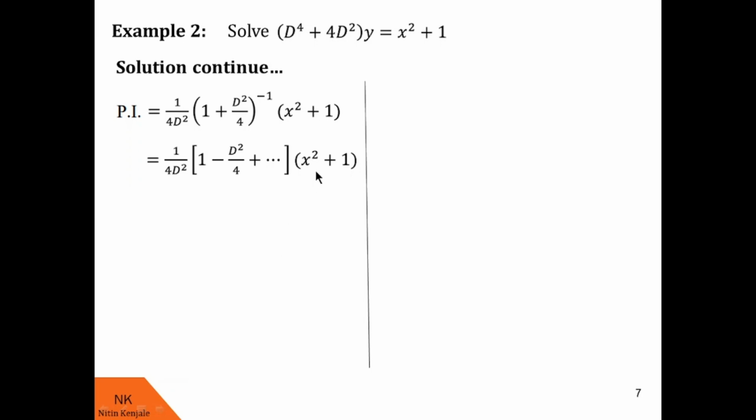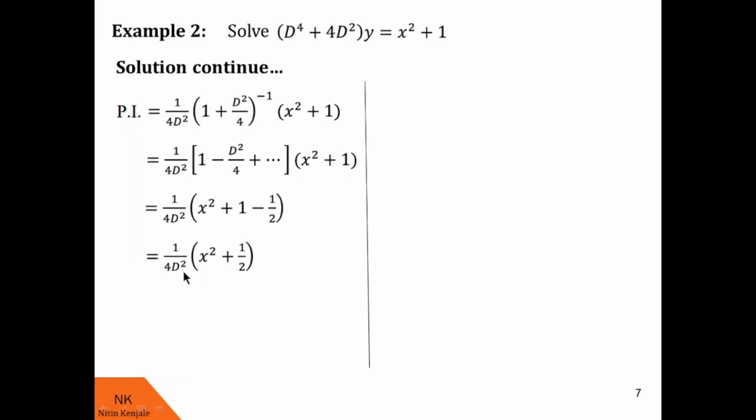Now let us take this x square plus 1 inside this bracket. So we have 1 into x square plus 1 minus D square of x square plus 1 upon 4. D square of x square plus 1 is just 2, since D square means the double derivative of x square plus 1. So we have 2 by 4, that is 1 by 2. So 1 into x square plus 1 minus 1 by 2. 1 minus half is just half. So we now have 1 by 4D square of x square plus half.